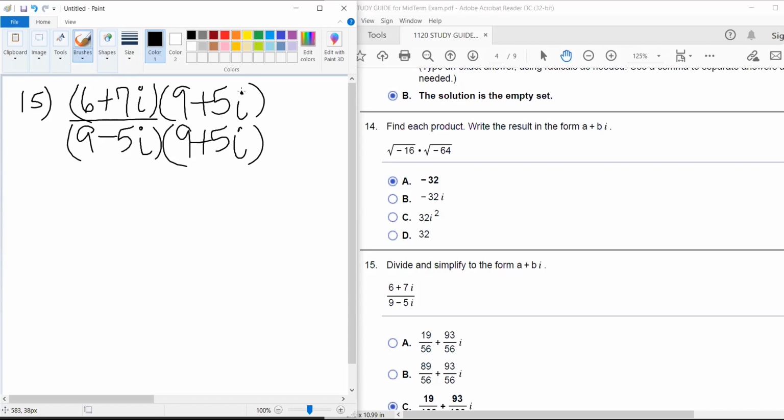Now we need to multiply everything out. Now I'm not going over the entire full method with this problem, but I'll go ahead and tell you when you use the full method up top, you should end up with 54 plus 93i plus 35i squared.